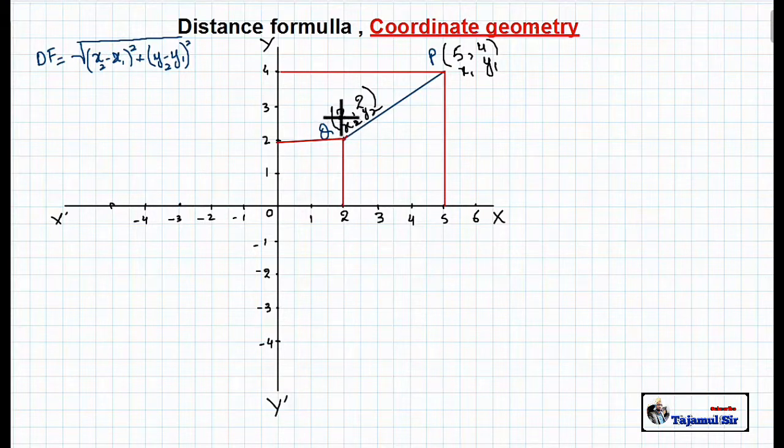So you must have understood this. 2, 2 means x-axis coordinate and y-axis coordinate. These are 2, 2 as x2, y2, and x1, y1. So we are required to find out the distance between P and Q. We need to know what the distance between P and Q is.